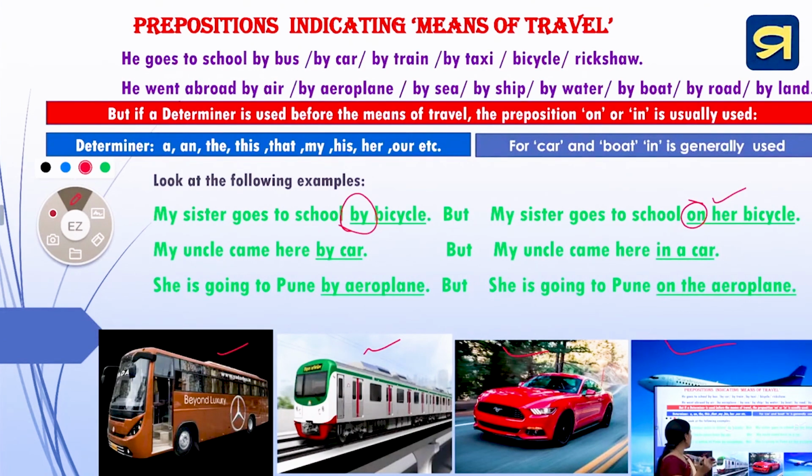In the next example, my uncle came here by car. But my uncle came here in a car. Here also, students, a is used. That's why we have used the preposition in. Okay, in the next example, she is going to Pune by aeroplane. But she is going to Pune on the aeroplane. Remember one thing, for car and boat, in is generally used. Have you got it? Okay, next.